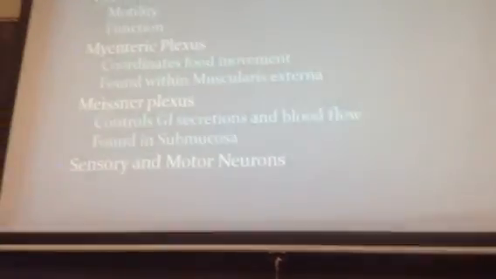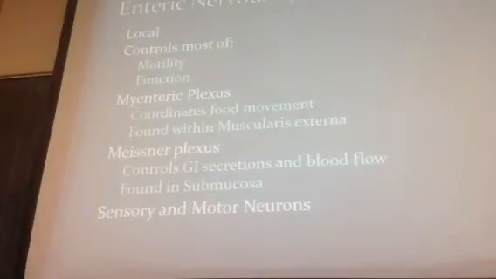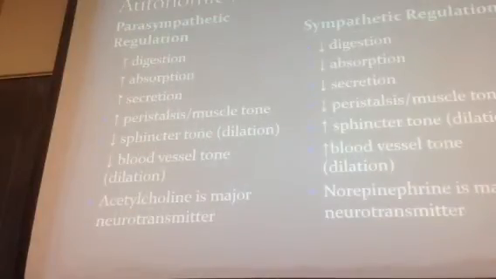Okay, so regulation of the gastrointestinal tract. How do we do this? So we've got a nervous system, right? You control most of the motility and the function. And then there are two types, the parasympathetic and the sympathetic. I know this is back of everybody's brains somewhere, right?